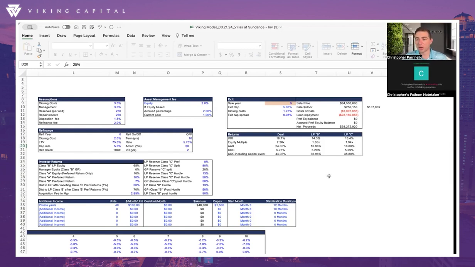And then it goes into the waterfall where 70% of the profits go to B investors. And then C investors are getting the same 70%, plus they're capturing an additional 10% from Viking's side. So Viking's 20 instead of 30.